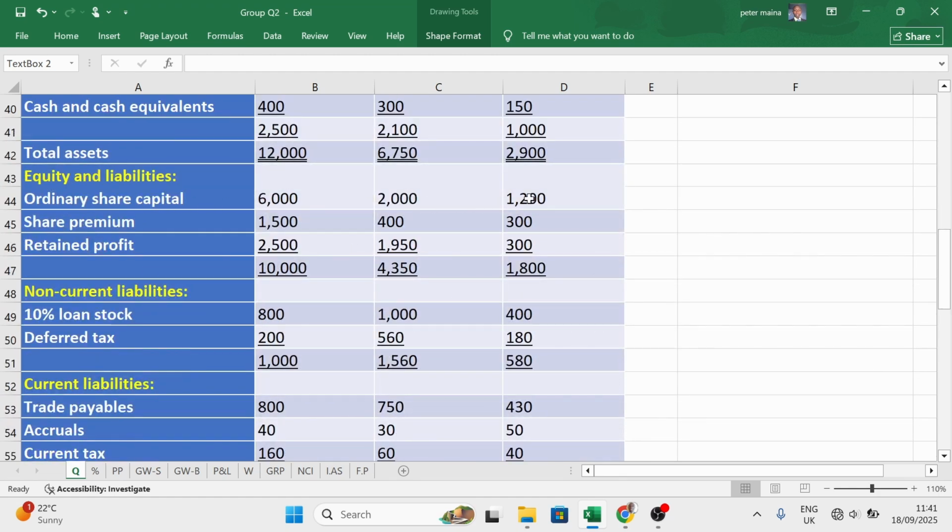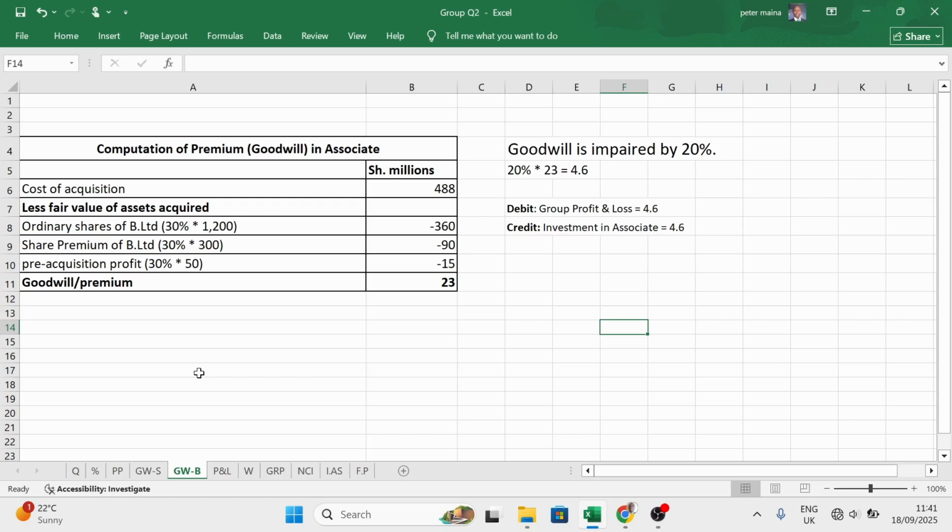Ordinary share capital, B Limited, is 1200. Share premium, B Limited, is 300. So bring them to the computation of goodwill. You take 30% of the 1200, 30% of the 300, and this is what you are going to get, 360 and 90. For the profit, we only take pre-acquisition profit.